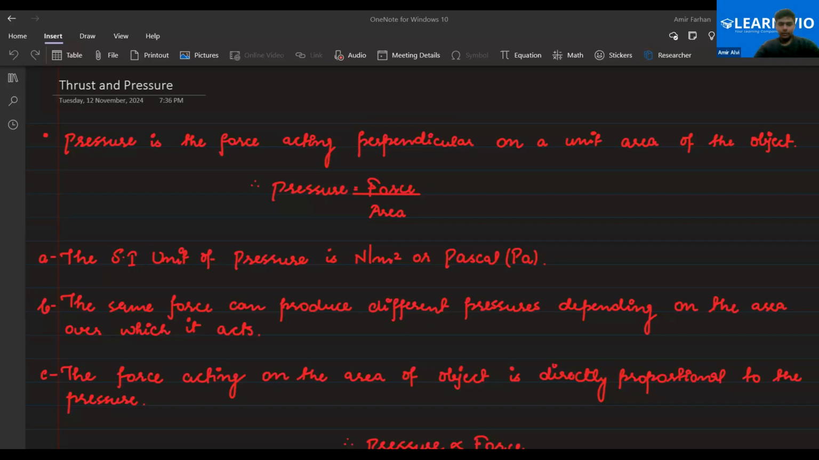We have completed the mass and weight topic. Let's start the next topic, that is thrust and pressure. So now let's start with the pressure topic. What is pressure basically? Pressure is the force acting perpendicular on a unit area of the object, right? And the formula of pressure is force upon area.